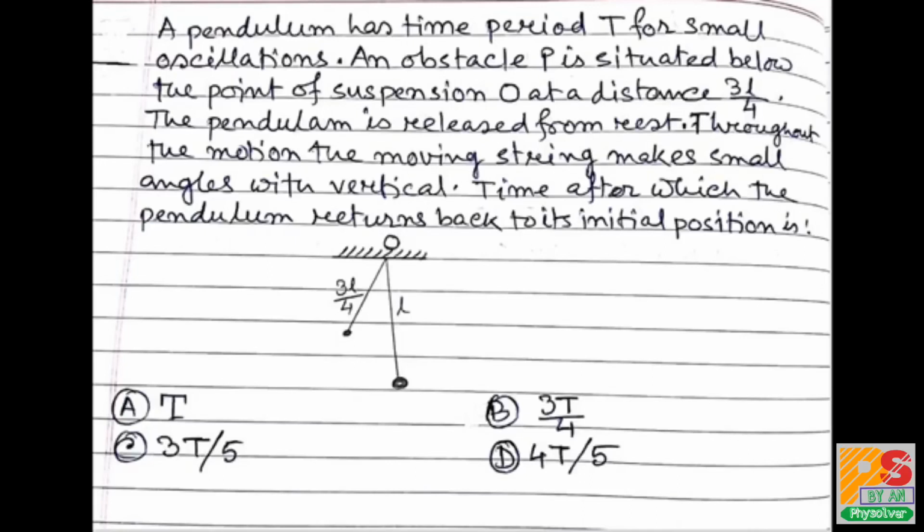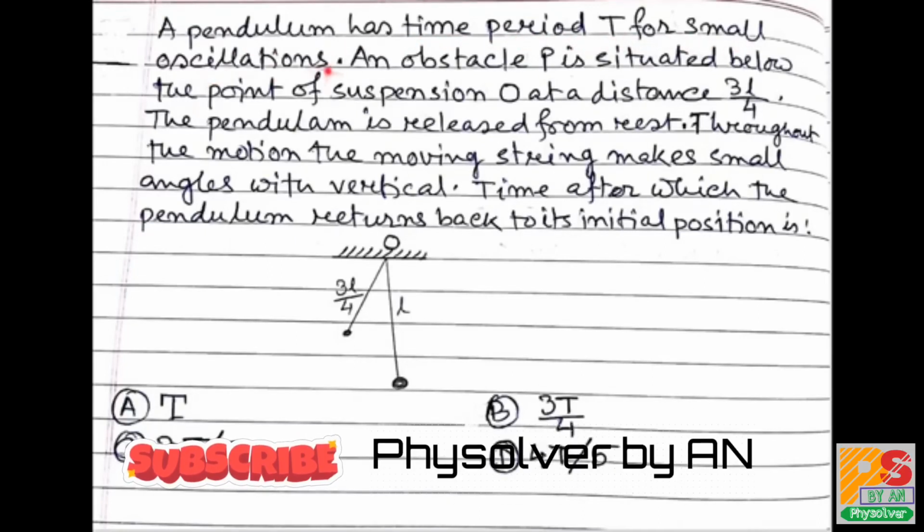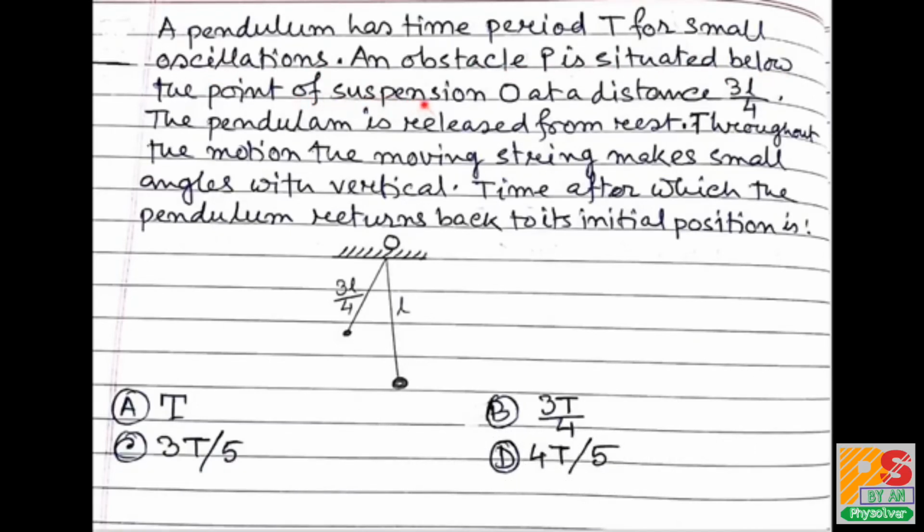The question is, a pendulum has time period T for small oscillations. An obstacle P is situated below the point of suspension O. This is the point of suspension at a distance 3L by 4. You can see this length is 3L by 4. The drawing is not perfect, I will draw it again. The pendulum is released from rest. Throughout the motion, the moving string makes small angles with the vertical. Find the time after which the pendulum returns back to its initial position.